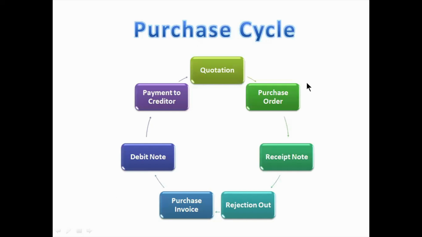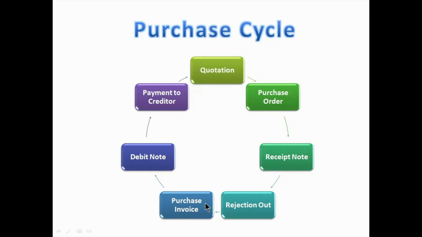So this is the purchase cycle. As we have just discussed, first a quotation is issued, then accordingly a purchase order is provided to the supplier. We receive the goods, and a goods receipt note is issued. If the goods are not up to the mark, if they are of inferior quality, the goods get rejected, and in that case a rejection out is the document which is issued.